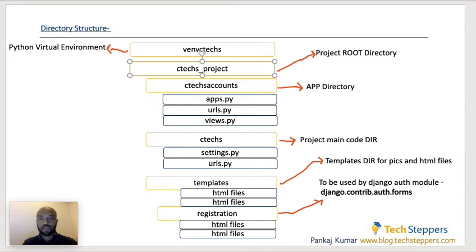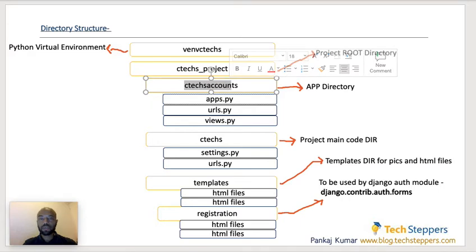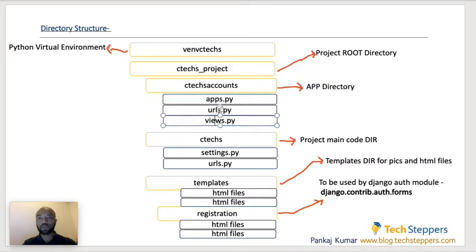Project name can be anything, but in this demonstration I will be creating CTech as a project, and then there will be one application. We will install one app, and the name of the app will be CTech accounts. Within this, we will have various Python files, but the main files that we will be working on will be apps.py, urls.py, and views.py.